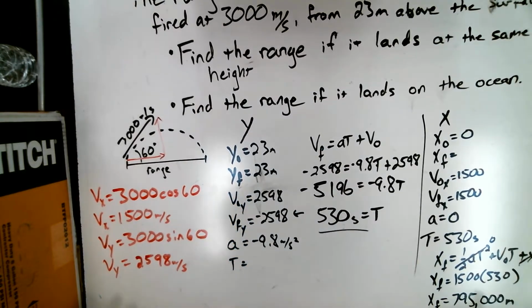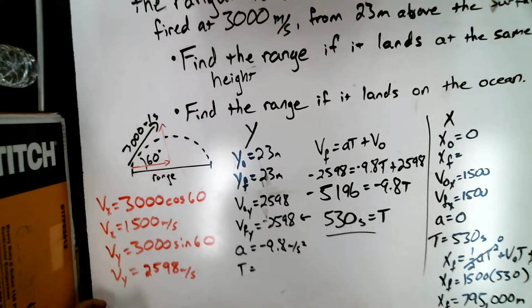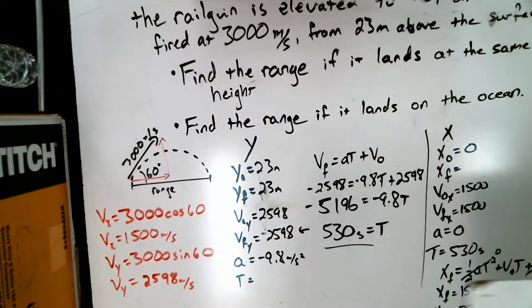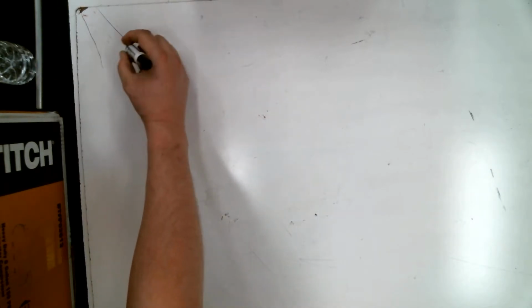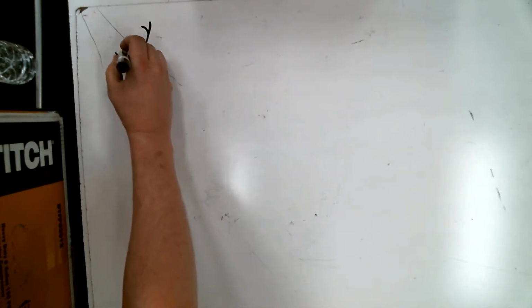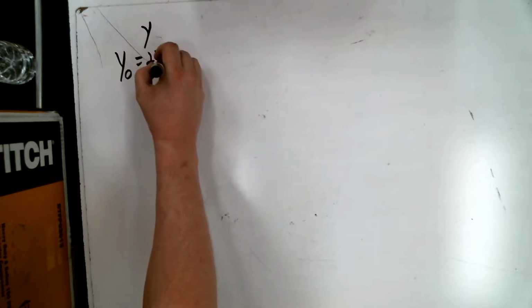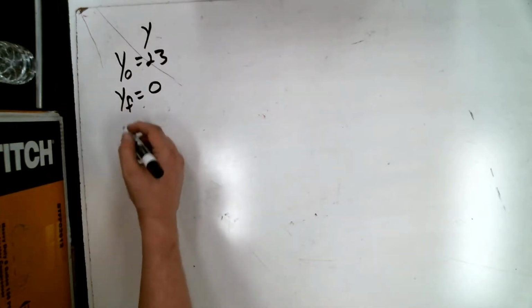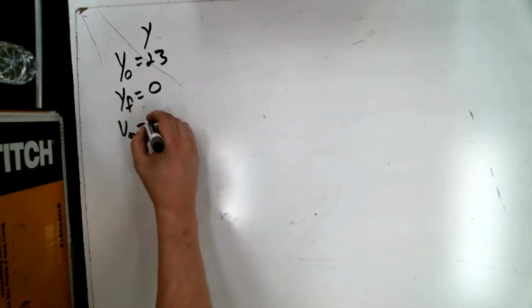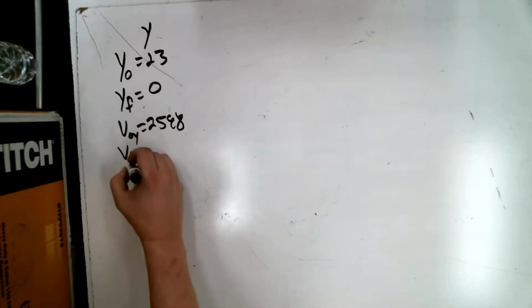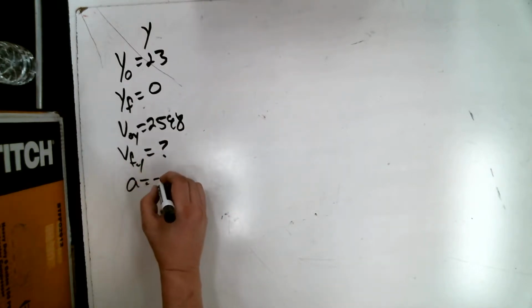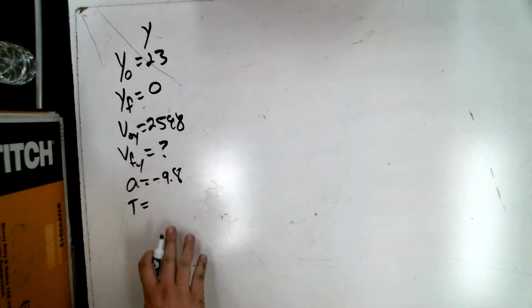Now, if we want to find the range if it lands on the ocean, this trick isn't going to work. So we're going to try a second approach. We are going to keep the same y coordinates. y0 equals 23, but yf equals 0. We know that v naught y was 2598. vfy we don't know anymore because we are not at the same height. Acceleration still negative 9.8. Time we don't know.